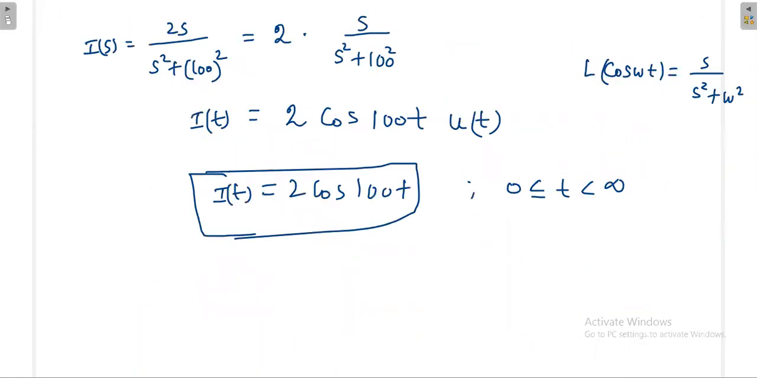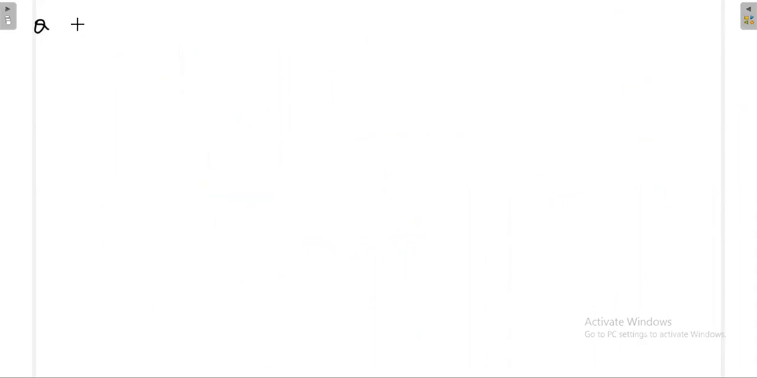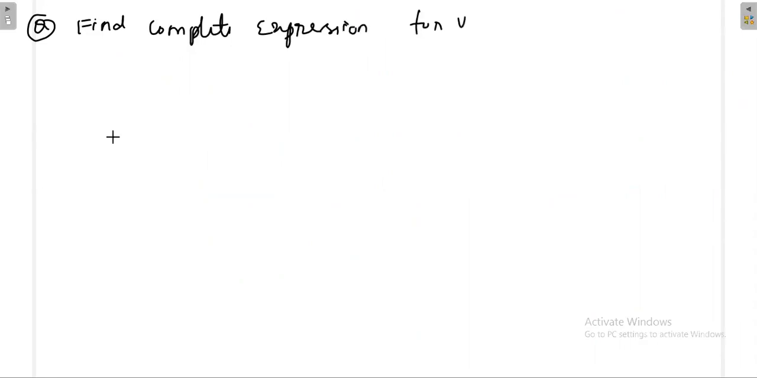Next we'll see another problem. Find the complete expression for P. 1/4 Faraday.